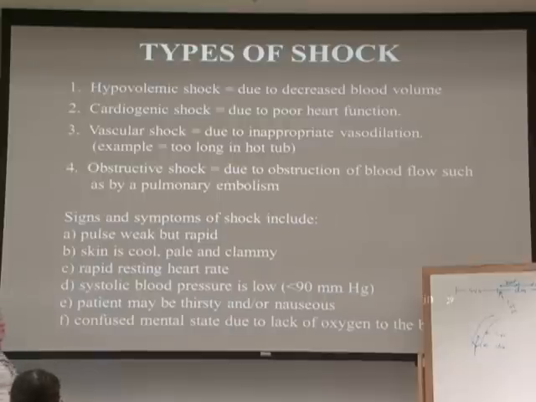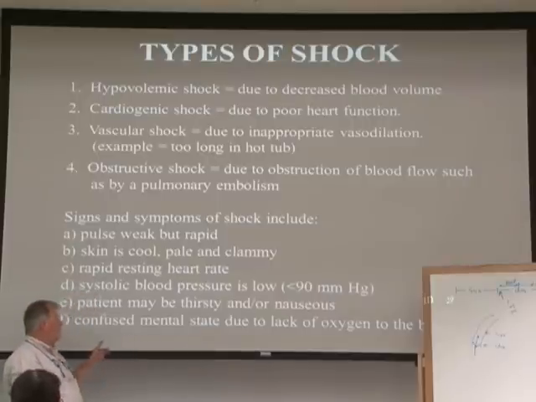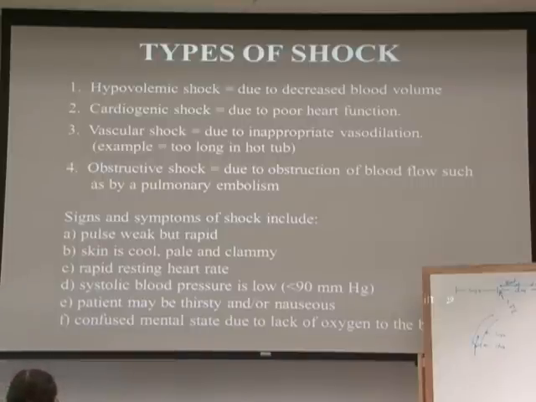If we tried to do a blood pressure, their systolic pressure would probably be below 90, so pretty low for a systolic pressure. The patient may be thirsty or nauseous when you talk to them, and usually they're having trouble answering questions, which is why you're supposed to ask them the name and the date, all those questions you can ask to see if they can come up with an answer. Because they're going to be in a confused mental state because the brain is ischemic. They're beginning to have a decreased blood flow to the brain.